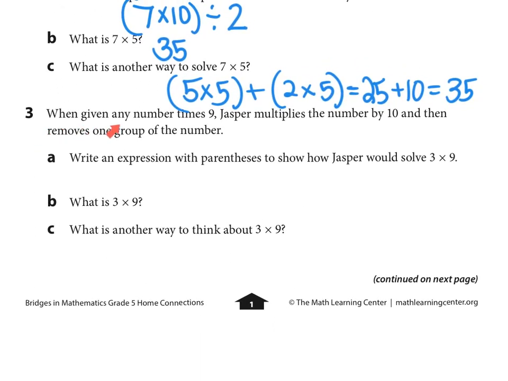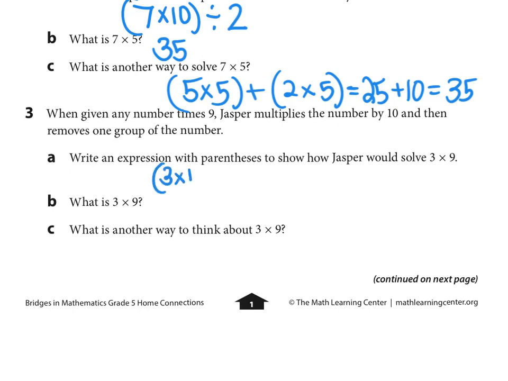Number 3, when given any number times 9, Jasper multiplies the number by 10 and then removes one group of the number. So write an expression with parentheses to show how Jasper would solve 3 times 9. So again, up here it says we are going to multiply by 10 and then remove one group. So showing Jasper's thinking, it would look probably something like this.